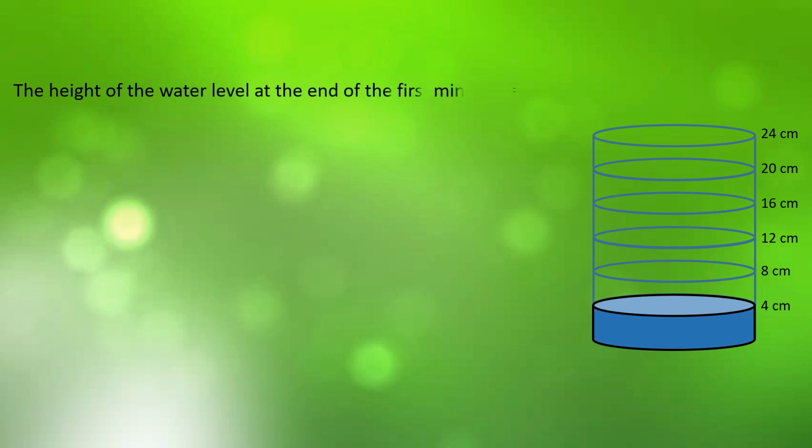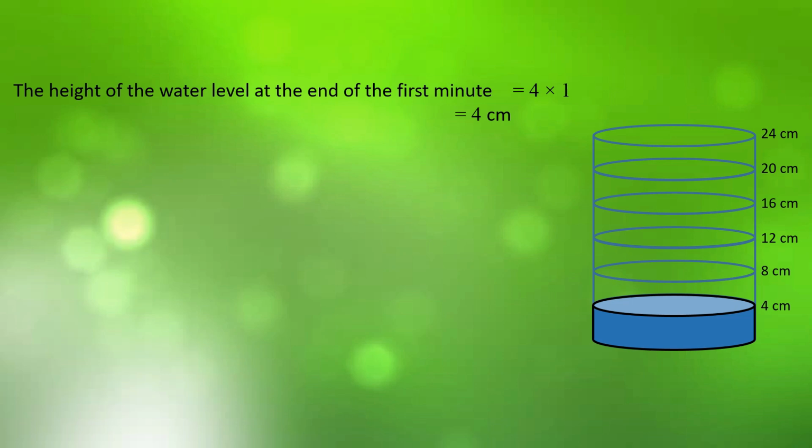My dear children, this tank is filled with water to a height of 4 centimeters every minute from a pipe that flows water into it. Look here my children. At the end of the first minute, the water level in the tank will be 4 centimeters. Here my dear children, we multiply plus 4 and plus 1 and get the answer as 4 centimeters in this way.